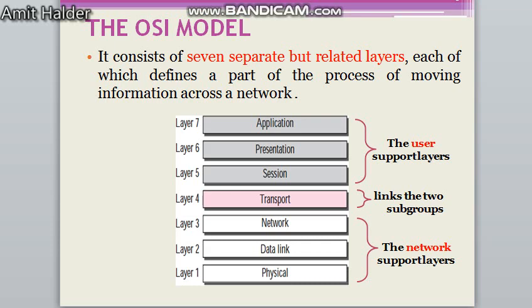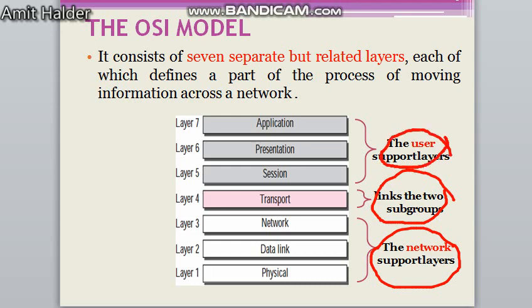So largely we can divide it into 3 types of layers. First of all, there is the network support layers, and the other subgroup is the user support layers. In the network support layers, the first 3 layers are there: the physical, the bottom layer, the data link, and the network. The transport layer will link between the sender and receiver. The session, presentation, and application, these three layers are used by the users. Both parts of the users can use this.